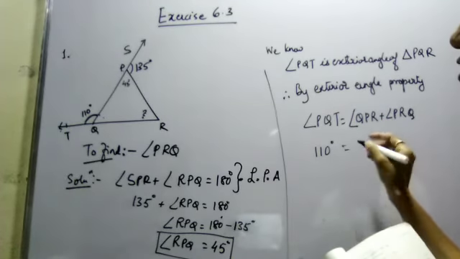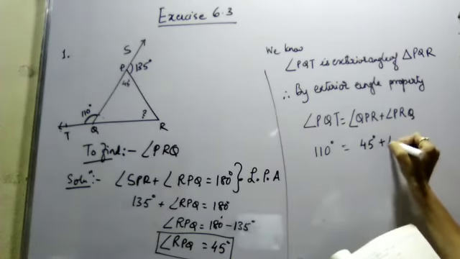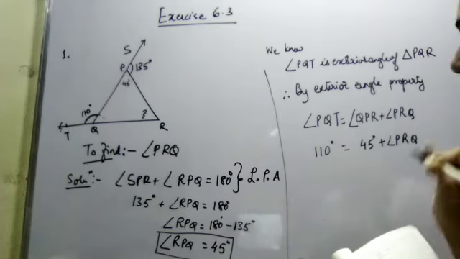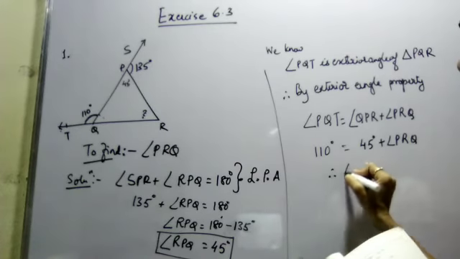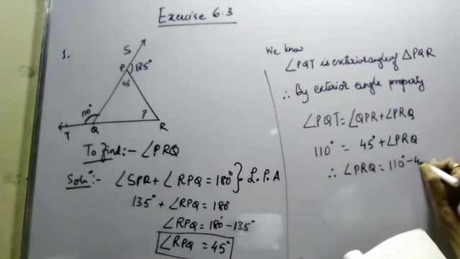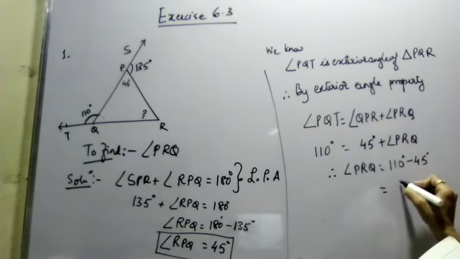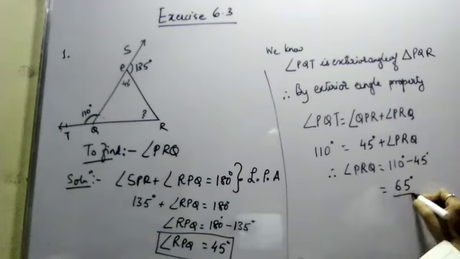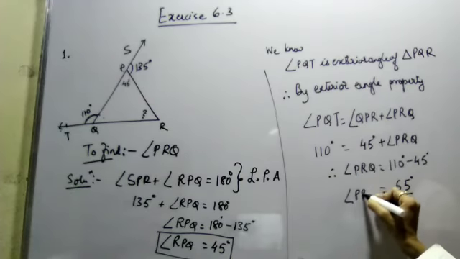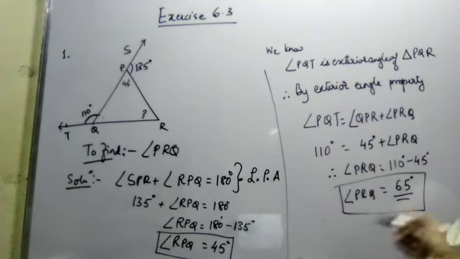What is the measure of QPR? This you have got it as 45, and this is PRQ. Therefore, angle PRQ is 110 minus 45. And 110 minus 45 will give you 65. So angle PRQ is 65 degrees. I hope this first question is clear.